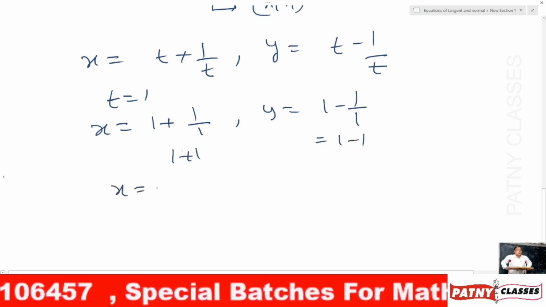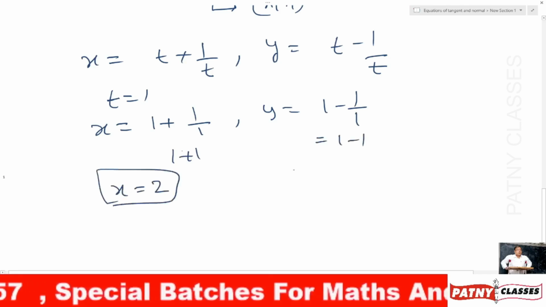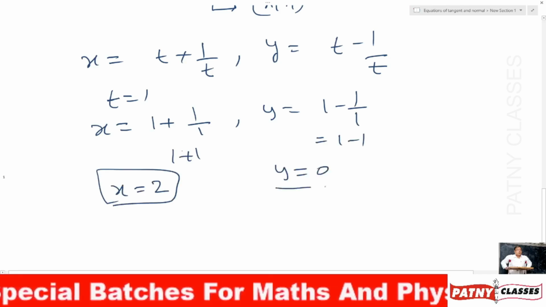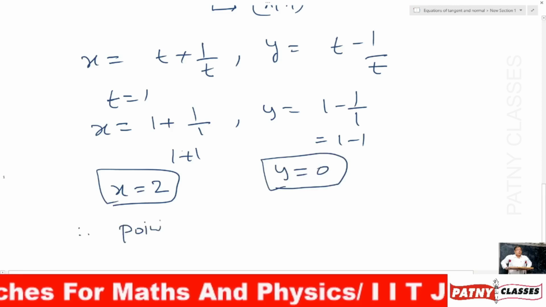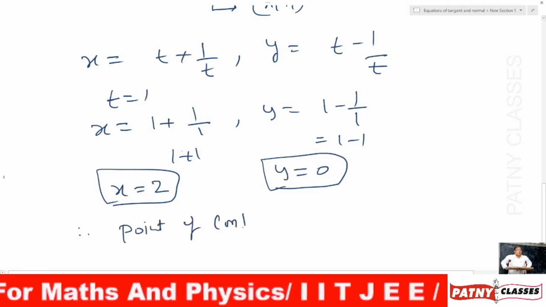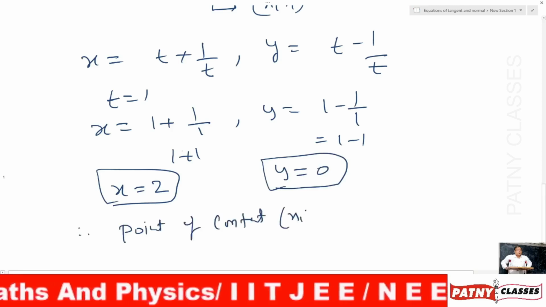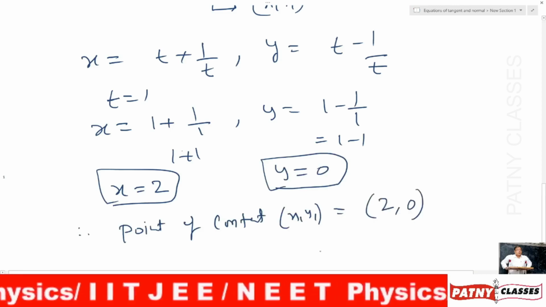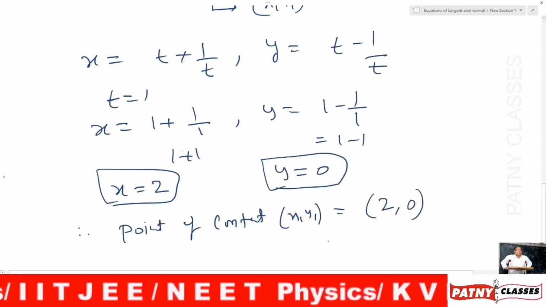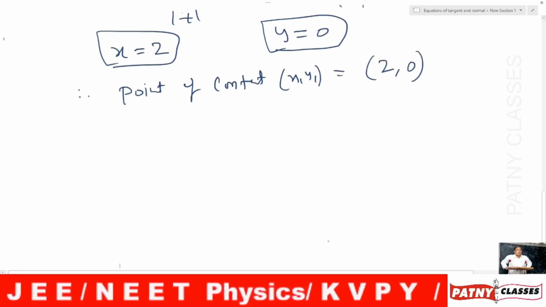So x becomes 2. The value of x equals 2 and the value of y equals 0. Therefore the point of contact (x1, y1) equals (2, 0). Once we have the slopes and the point of contact, it is very easy to find the equation of tangent and normal. So we go for case number 1, equation of tangent.